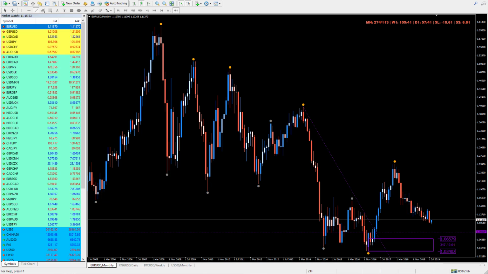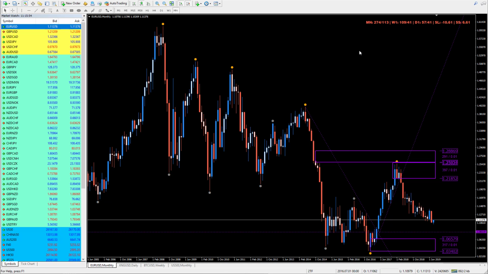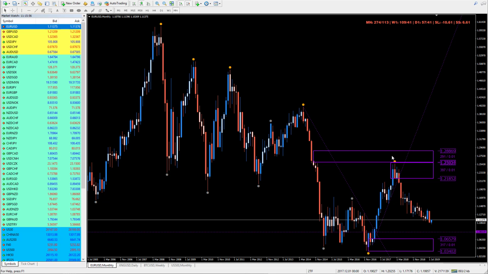Notice also that we have this upward sloping line from around here to here, and this is also broken. The area of supply that caused market structure to fail there is here. And this is interesting because we had this area here, which was tested, and it kind of held, and then price went down.